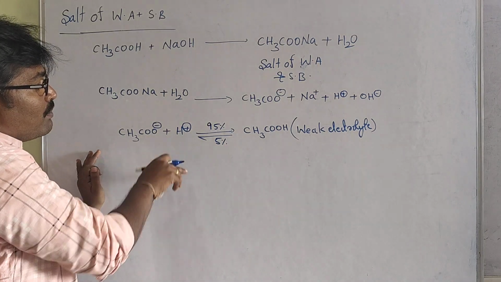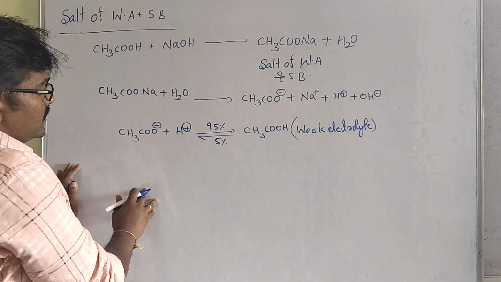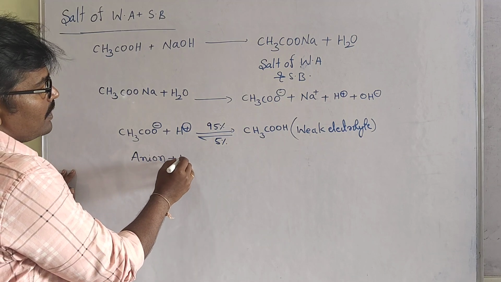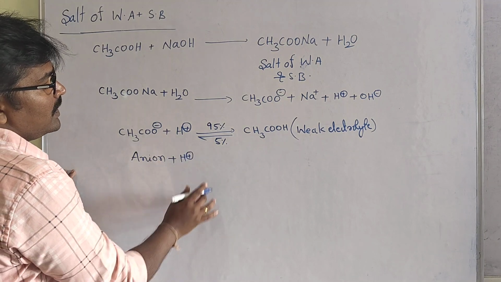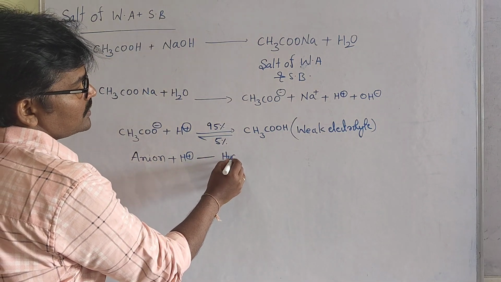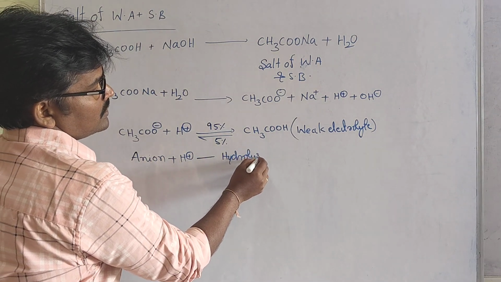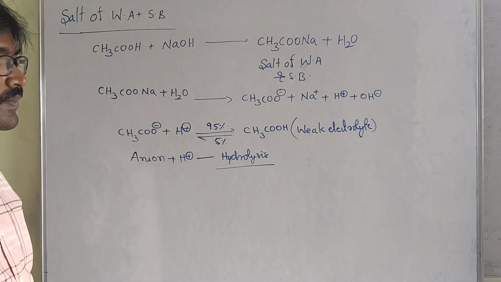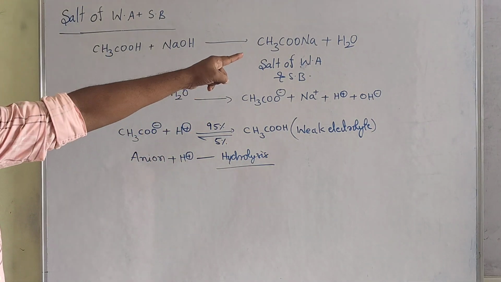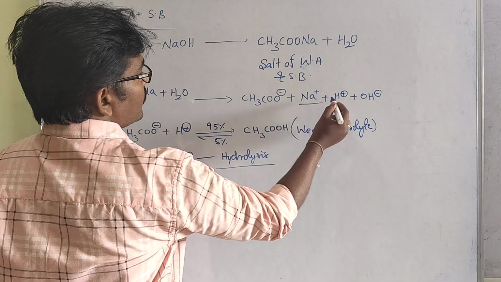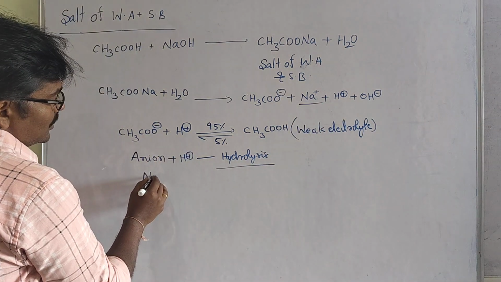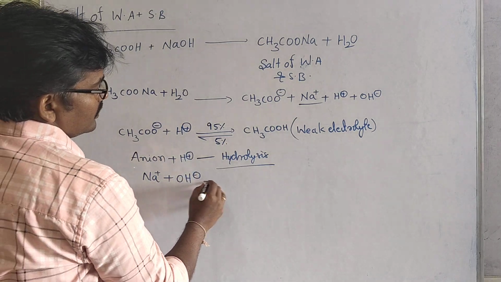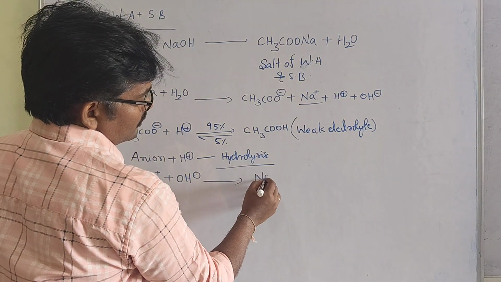So where are they combining? The anion, when it is combined with H plus ions of water, then hydrolysis takes place. Yes, this salt is going to hydrolysis. Then what about the other part, which is Na plus? Na plus is going to attach with the OH minus ions, so NaOH will be formed.